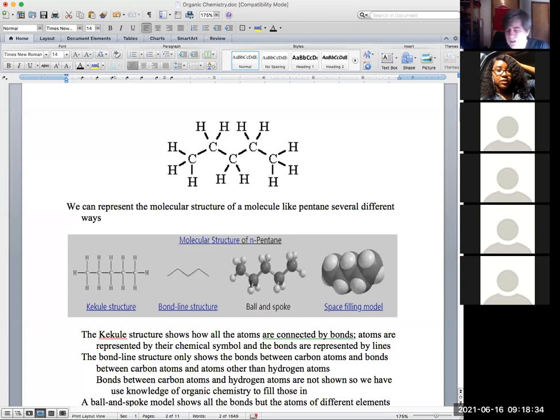And basically this ball and stick model is based on Tinker Toys. We have balls of different colors and different sizes that represent the different atoms. Carbon atoms are usually represented, this looks like a dark gray here, but usually in the Tinker Toy sets that you could buy, they're represented as black.